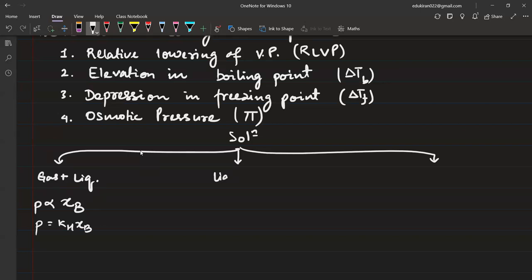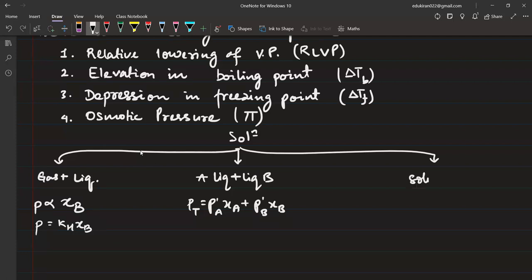Then when we had liquid plus liquid, both liquid A and liquid B are responsible for the pressure above the solution. So total pressure is equal to P naught A chi A plus P naught B chi B. So it depends on the concentration of both solute as well as solvent.